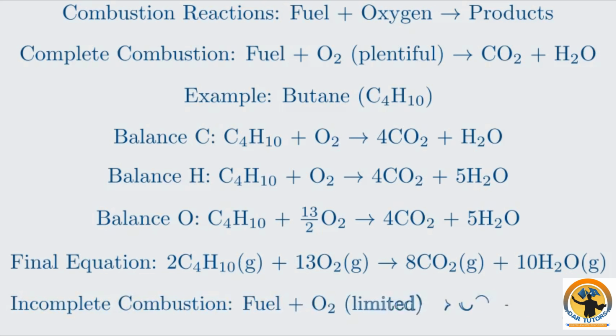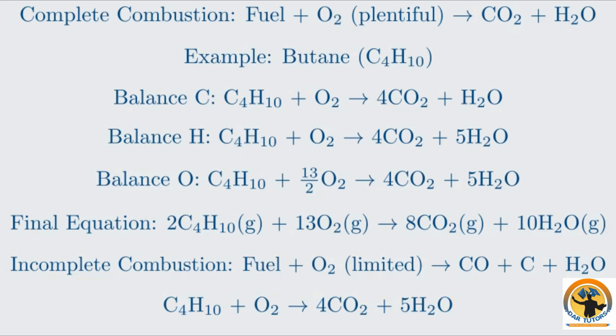Now let's move to incomplete combustion. This occurs when the oxygen supply is limited. Instead of carbon dioxide, we can produce carbon monoxide, CO, or elemental carbon, which is called soot. Let's write one possible equation for the incomplete combustion of butane. Starting with our carbon-balanced complete combustion equation, we need to limit the oxygen. We can do this by converting some of the CO2 to CO or C.